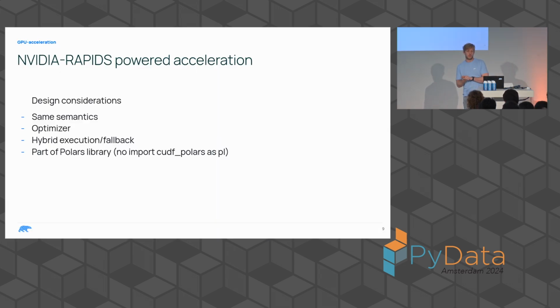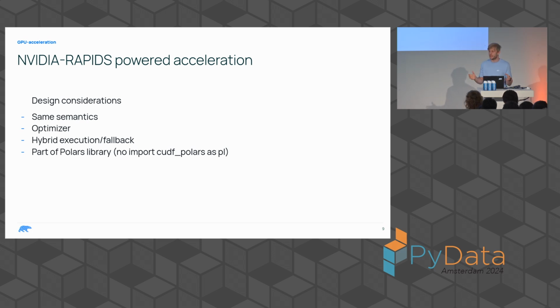And to do that, we had some design considerations. One is, of course, the semantics must be the same. If you run Polars on the GPU, you should get the same result, right? You should get the same null data, etc. Same order of sort. That's obvious.